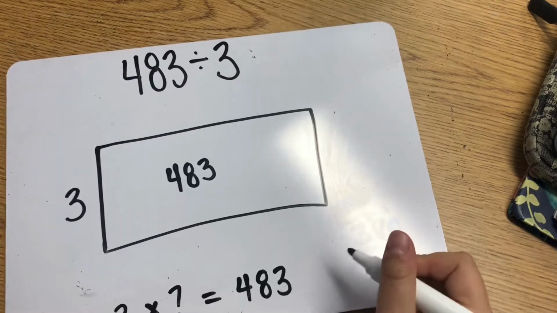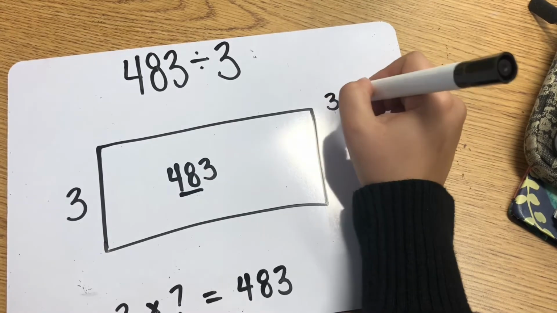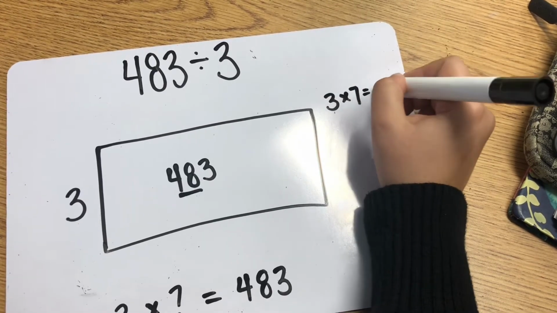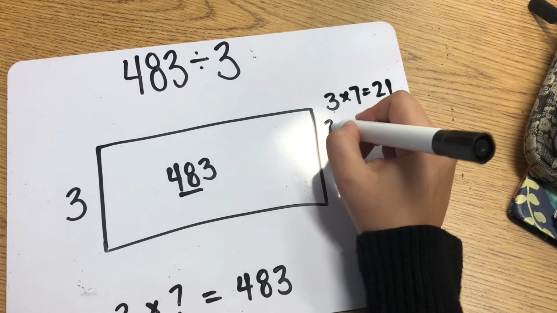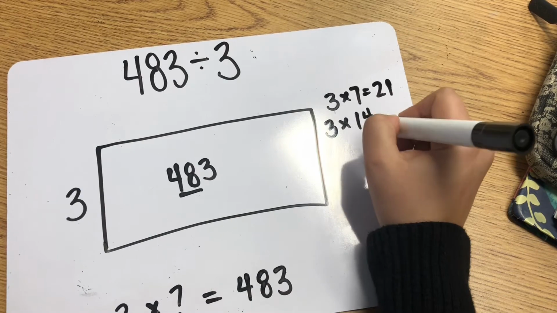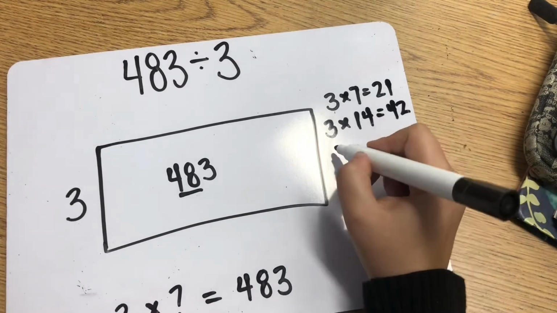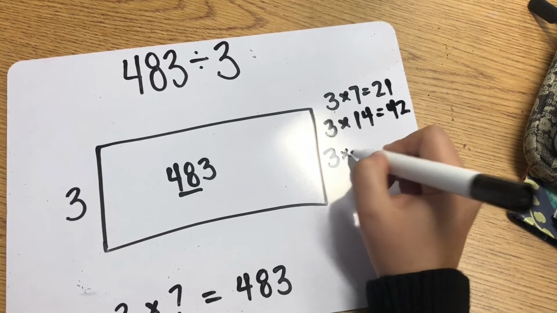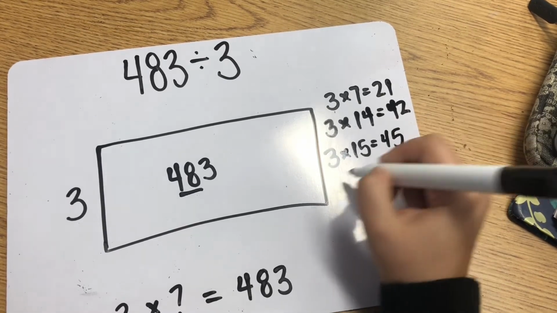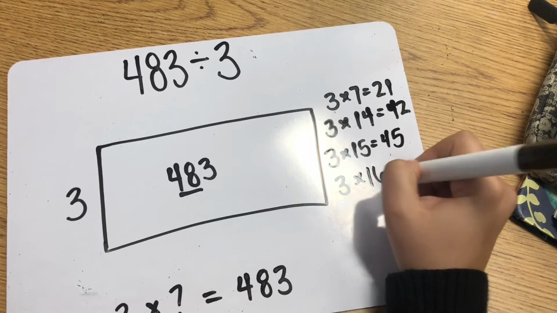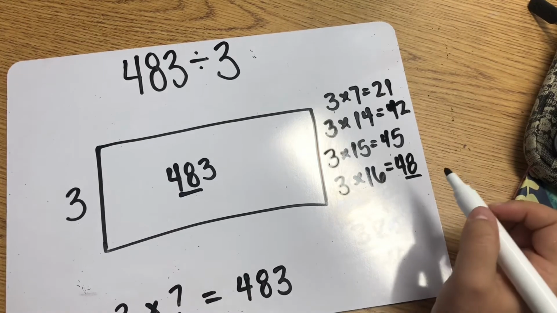483. And by doing that, I'm going to look at these two numbers again. I know that 3 times 7 equals 21. So then, if I double this and make it 3 times 14, I know my answer will be 42, but I still need a little bit more than that. So if I do 3 times 15, I know that my answer is going to be 45. Then if I do 3 times 16, I get 48. Aha, 48. That's what I'm looking for.